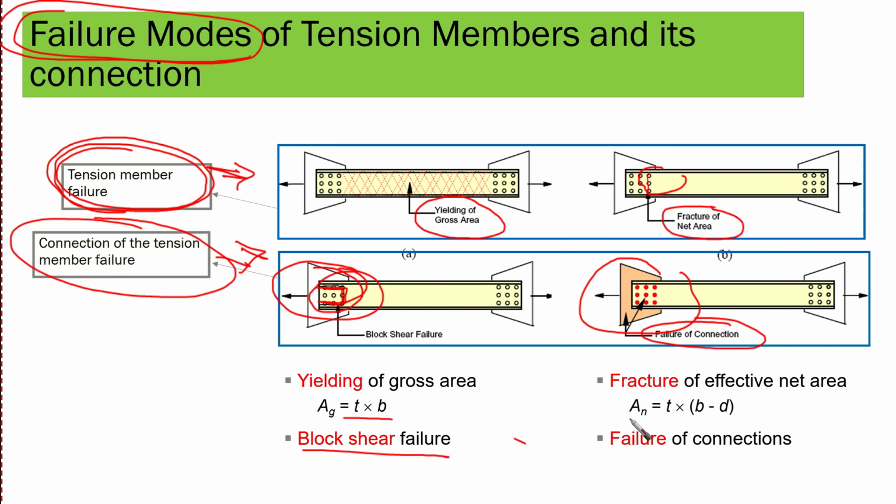which is the net area, AN, which equals T times (B minus D), where D is the area of the holes, the holes area that is going to be subtracted from the main width. And failure of connection as we mentioned before, whether the shear of bolts, for example, or gusset plate rupture or something.